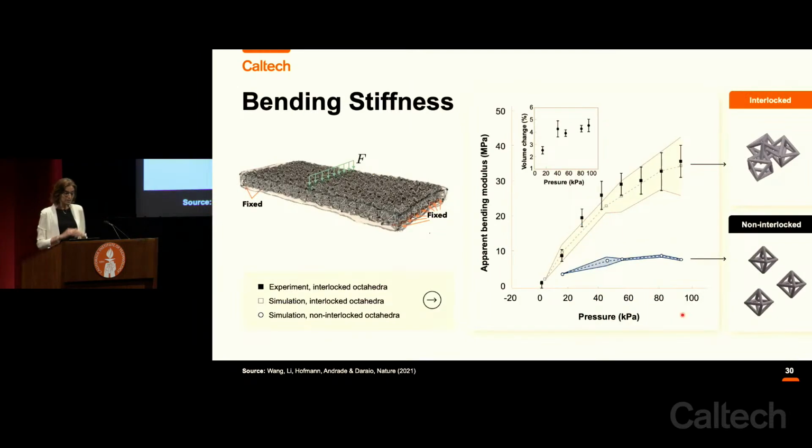Turns out that one thing that's interesting is that we tested the bending stiffness, which is a convenient measurement for clothing, by fixing 2 ends of these chainmails and just applying a force in the middle. We can see that by increasing this boundary pressure to jam the particles together, the stiffness, that is the response to the load that the material can provide, increases dramatically when the particles are interlocked.